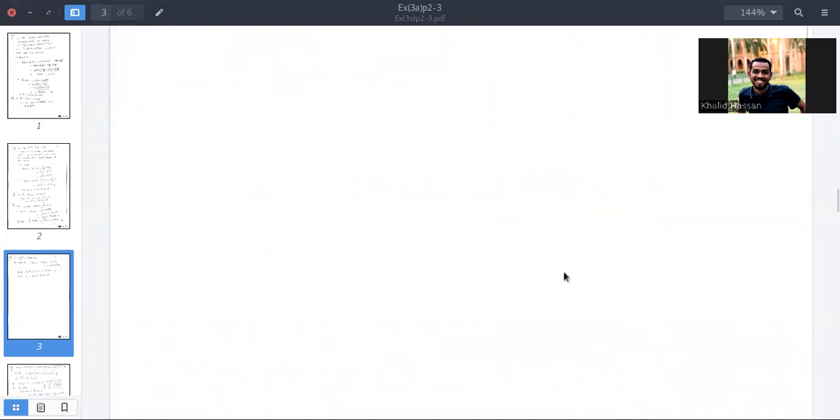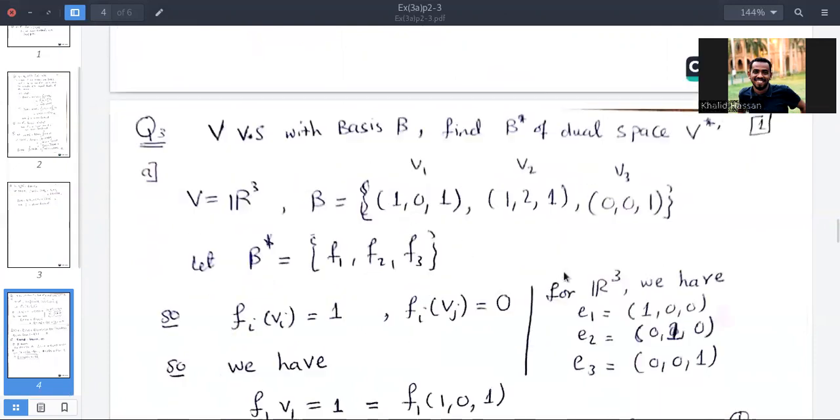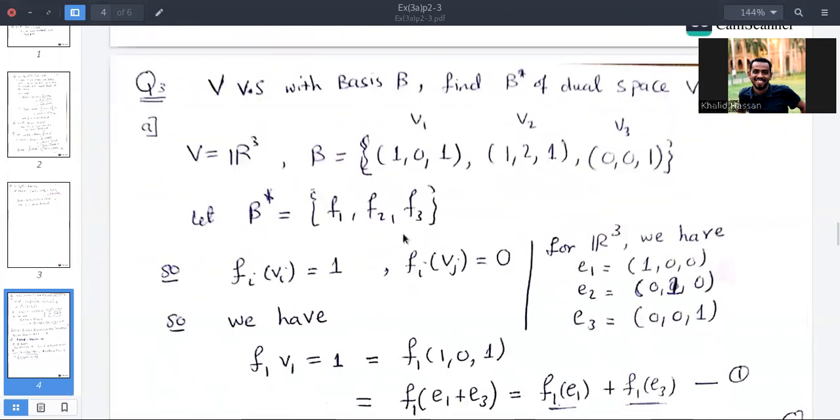Okay, now let us look at question 3. We have V is a vector space, VS meaning vector space, which has a basis beta. And we want to find the basis of the dual space, beta star, the dual space V star. Since it is actually R3, let us take beta. We are given beta equals 1 0 1, call it V1, 1 2 1, so V2, 0 0 1, call it V3. So it is R3, so we have 3 elements there.